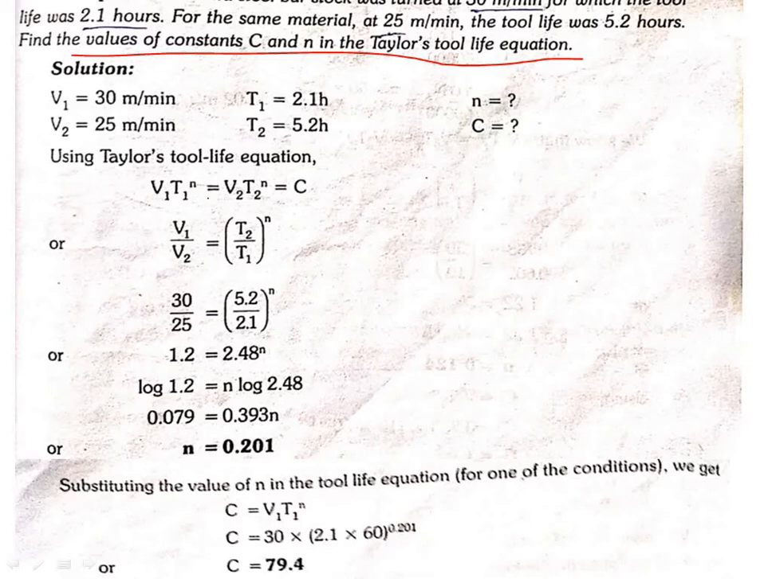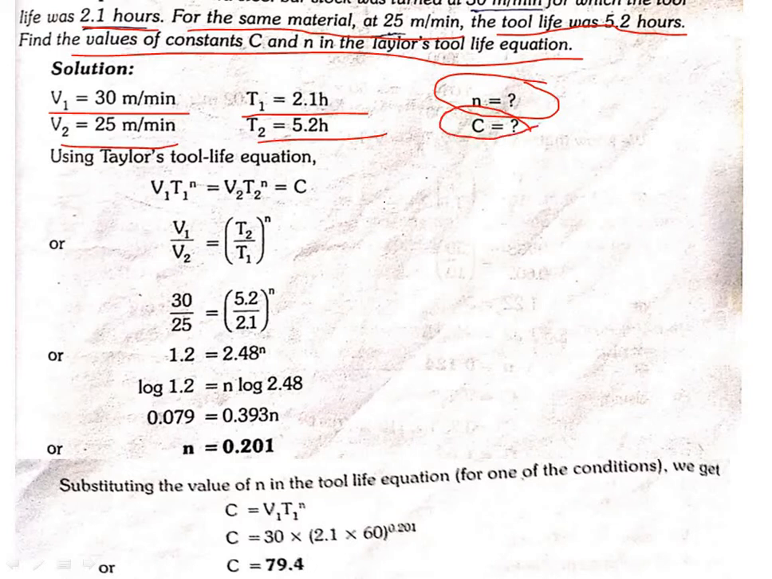So what is given in the problem? V1 is equal to 30 meter per minute, V2 is equal to 25 meter per minute. For the same material, as shown in the question, you all can see at 25 meter per minute the tool life was 5.2 hours, and for velocity V1, that is 30 meter per minute, T1 is equal to 2.1 hours. So you are going to find small n and constant C.